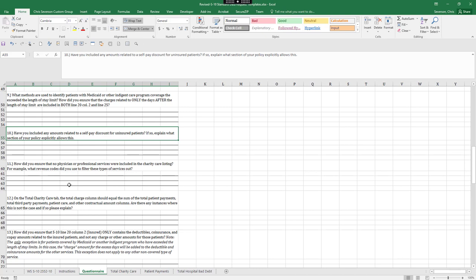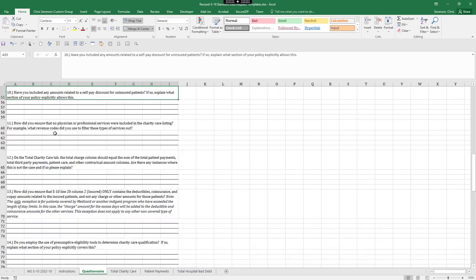Question 10, have you included any amounts related to a self-pay discount for uninsured patients? If so, explain what section of your policy explicitly allows this. Again, these could potentially be allowed as part of your charity care as long as your policy allows it. Number 11, how did you ensure that no physician or professional services were included in the charity care listing? Again, if they're in a separate system altogether, you can explain that. But if they are within the same system and they're commingled with all of the other services, then what revenue codes did you use to filter those types of services out?